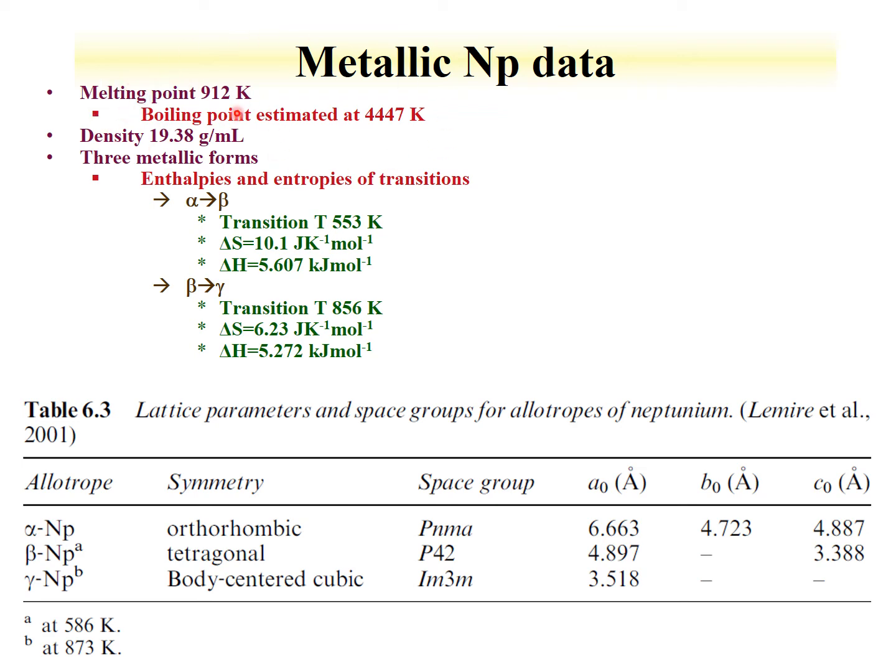Neptunium has a melting point of around 600 degrees C, an extremely low melting point. It has a very high density, close to 20. There are 3 metallic forms. The transition temperatures are listed here for the alpha to the beta, around 500 K, and the beta to the gamma, around 850 K. The symmetries of the phases have been identified: orthorhombic, tetragonal, body centered cubic. And we see this trend again compared to uranium, where at higher temperatures it ended with something similar to body centered cubic.